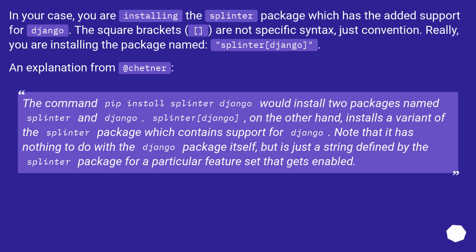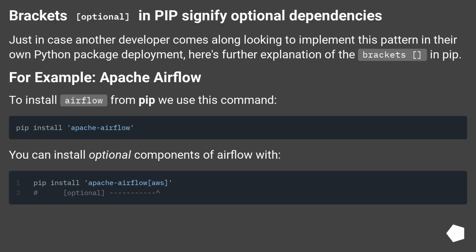Note that it has nothing to do with the Django package itself, but is just a string defined by the Splinter package for a particular feature set that gets enabled. Brackets, optional, in pip signify optional dependencies.